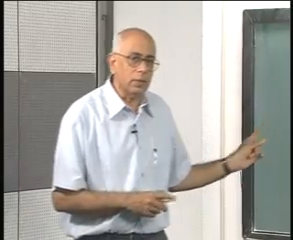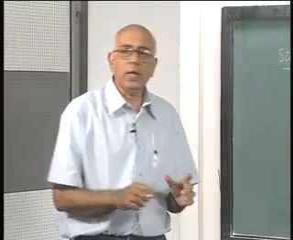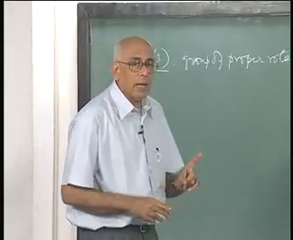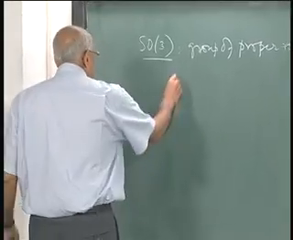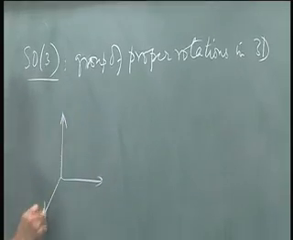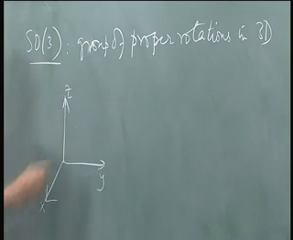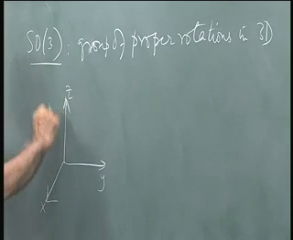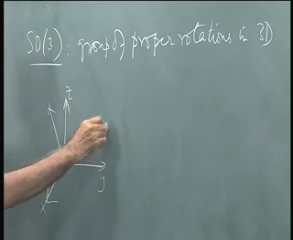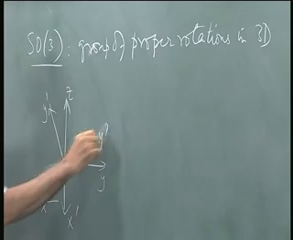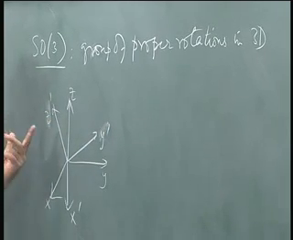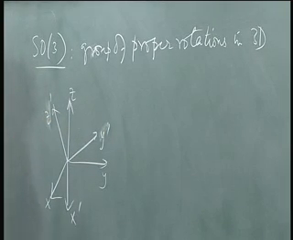Now clearly since SON has n times n minus 1 over 2 independent real parameters, SO3 has 3 real parameters. You could regard these 3 as the 3 Euler angles. So if you want to go from any coordinate system x, y, z and rotate it to a new set of coordinates x prime, y prime, z prime by some arbitrary rotation, we can do so in many ways.